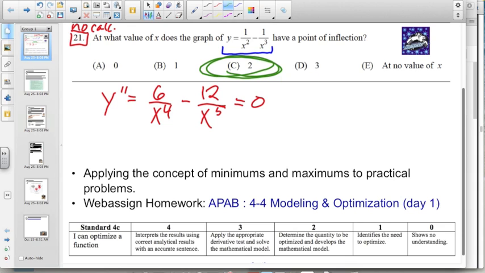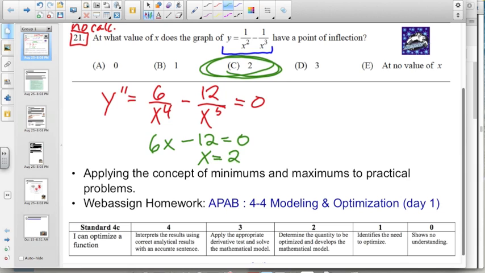So how do we solve this? That's kind of the big question. What's my highest power of x? X to the 5th, right? So I'm going to multiply both sides by x to the 5th. And I'm going to get 6x minus 12 equals 0, right? Because x to the 5th times 0 is still 0. Where does that make x? Makes x equal to 2. Okay?